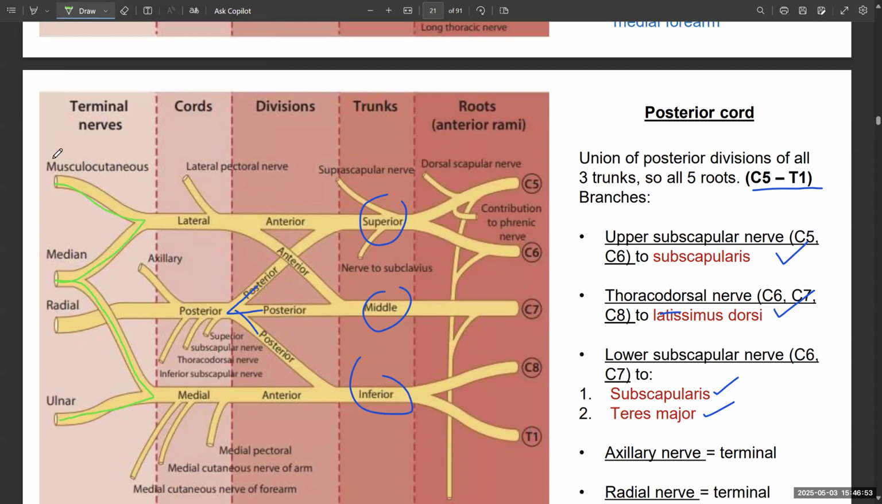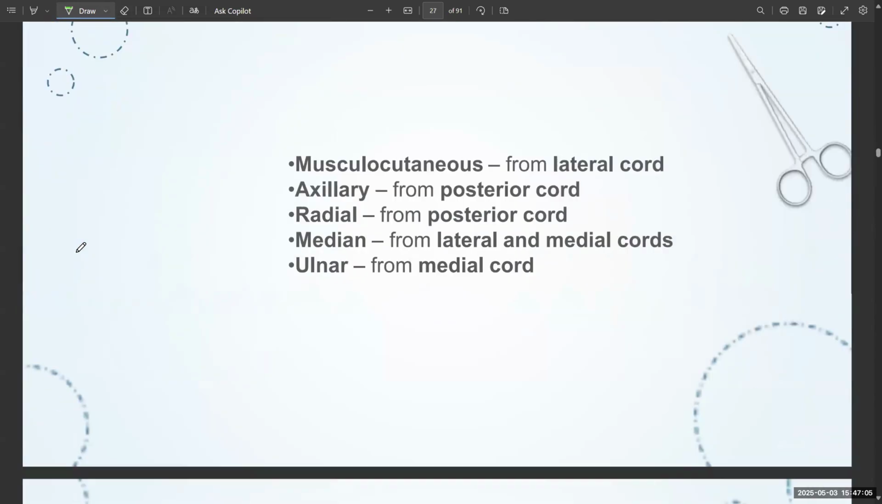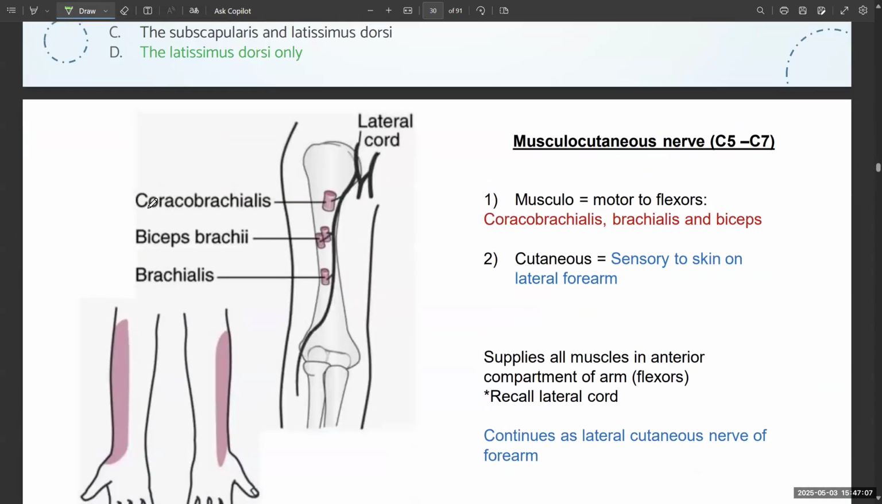So over here, laterally, you have the musculocutaneous. Medially, you have the ulnar. And in the middle, the long M is the median nerve. Okay? Now, let's go back to the musculocutaneous. Right, so we see the same M here. So this is the lateral cord. M forms the musculocutaneous. The musculo, meaning motor to flexors. So the coracobrachialis, brachialis, and biceps. So these three muscles. And cutaneous, which is sensory to skin on the lateral forearm.